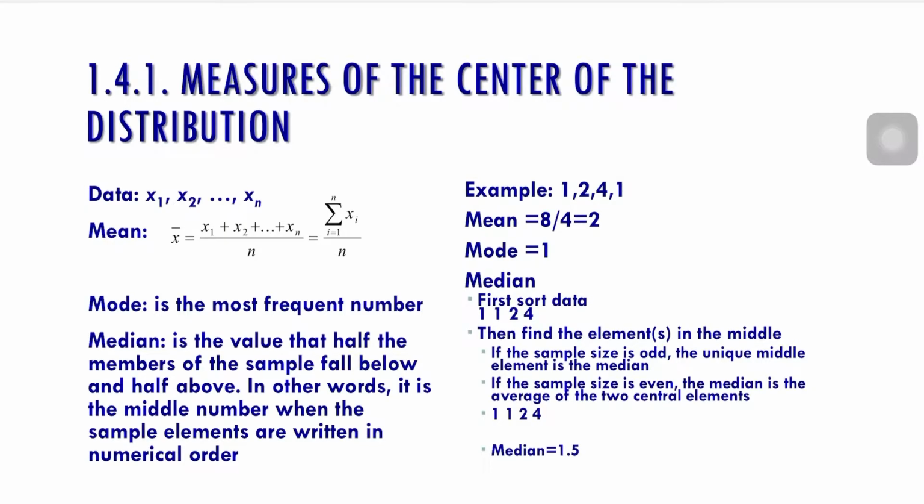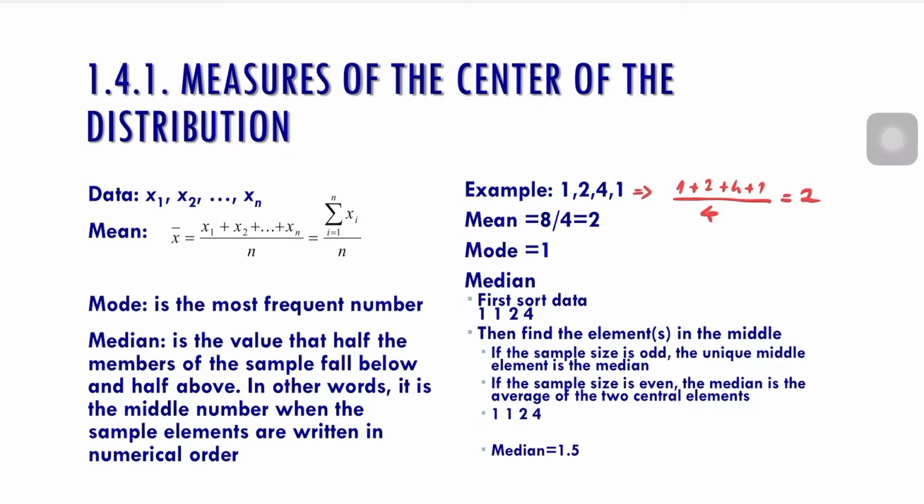Okay, now I want to start measures of the center of the distribution. For example, I have a set of data: 1, 2, 4, 1. For the mean, we have to find the average. The average is the sum divided by the number of individuals. It will be 1 plus 2 plus 4 plus 1 divided by n, which is 4, so the mean is 2.